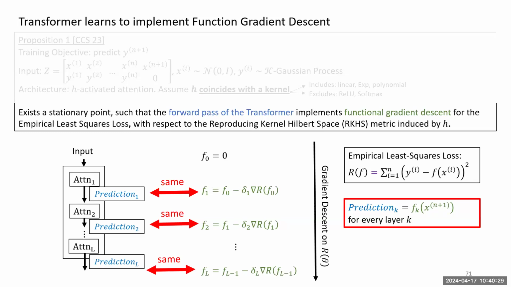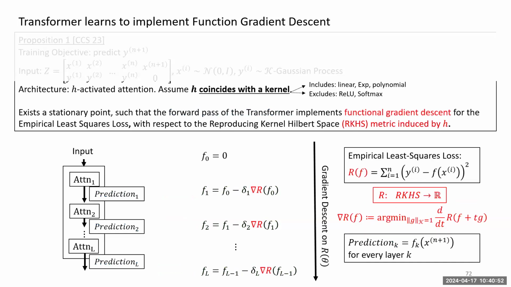so what we show is that there exist parameters where the forward pass of the transformer implements functional gradient descent of the empirical least squares loss with respect to the reproducing kernel Hilbert space metric induced by H. So what does this mean? Let's unpack the terms here.